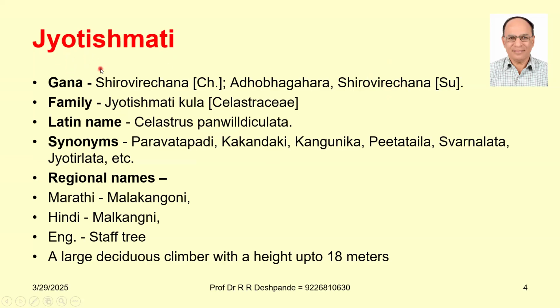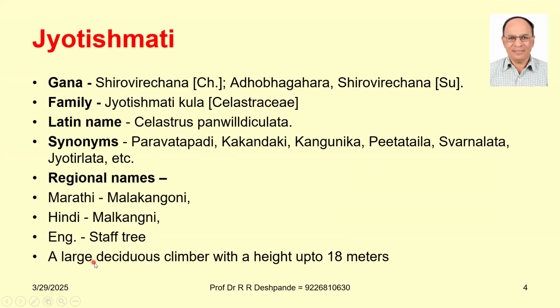The family of Jyotishmati is Celastraceae. The Latin name of Jyotishmati is Celastrus paniculatus. Synonyms are Paravatapadi, Kakandaki, Kangunika, Pitataila, Swarnalata, and Jyotirlata. These are the synonyms for Jyotishmati. In Marathi, Jyotishmati is also called Malkangani. In Hindi, Malkangani, and in English, staff tree.